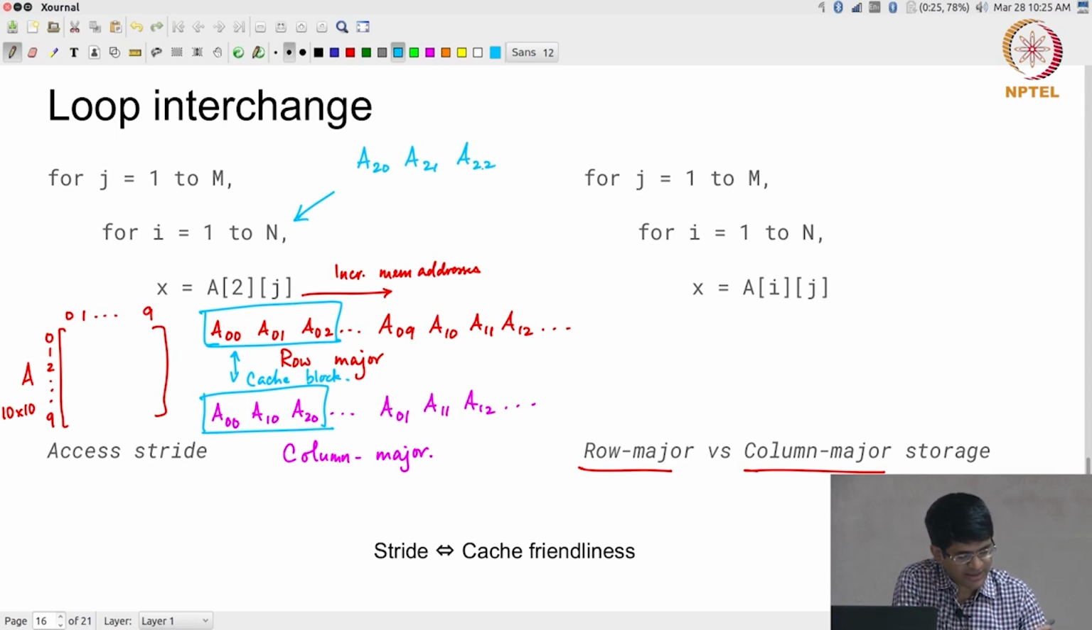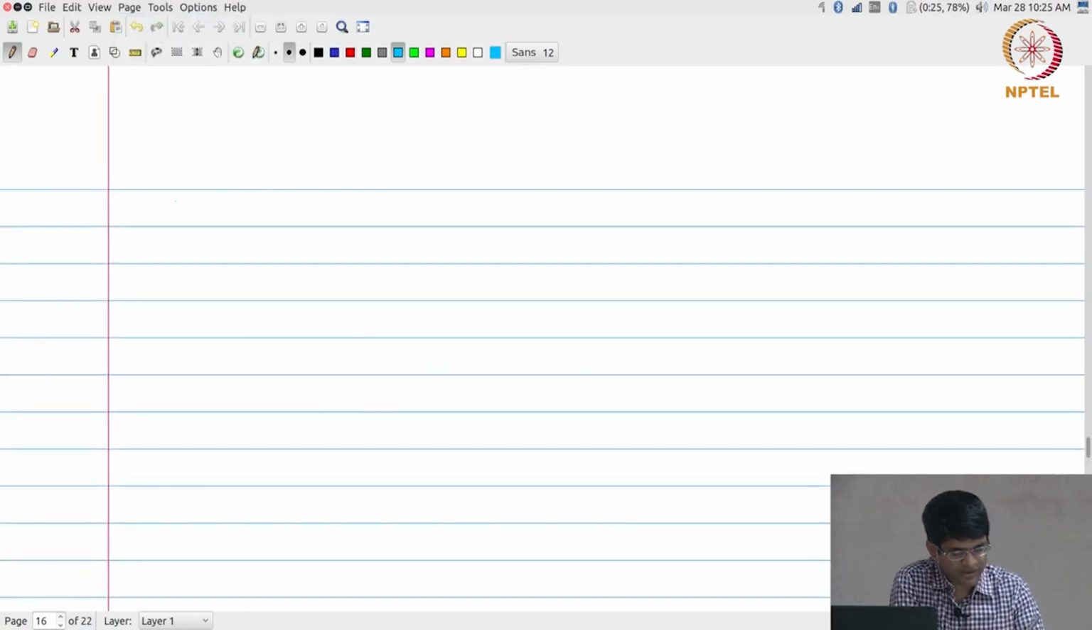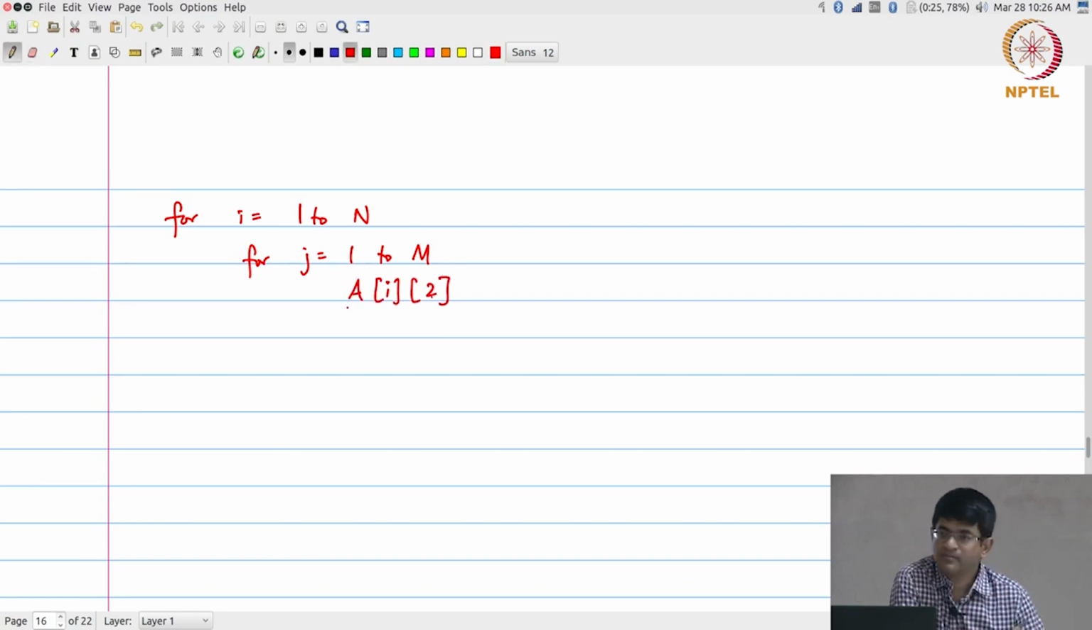Sorry, this was actually a bad example. I think I need to split this around. Effectively what would happen is, supposing I had something like this, for i is equal to 1 to n, for j is equal to 1 to m, and some function of, or rather I try to access the memory location a of i and some constant.